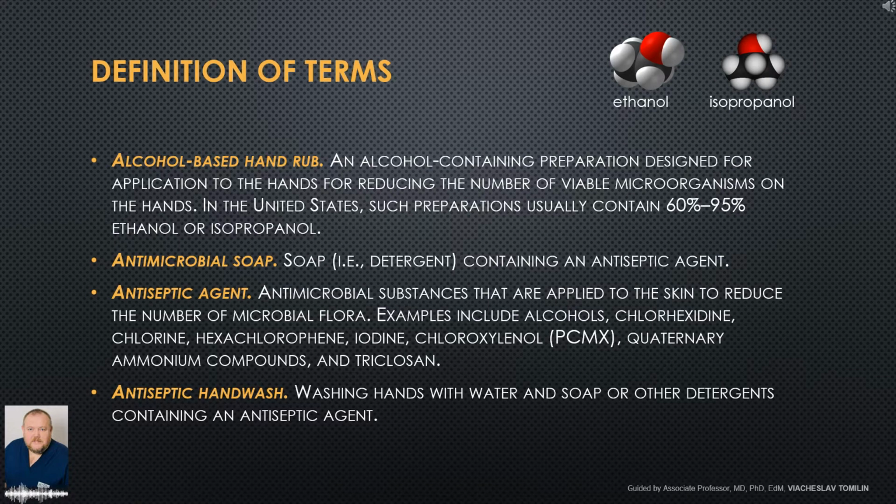Definition of terms. Alcohol-based hand rub: an alcohol-containing preparation designed for application to the hands for reducing the number of viable microorganisms on the hands. In the United States, such preparations usually contain 60% to 95% ethanol or isopropanol. Antimicrobial soap: soap, i.e., detergent, containing an antiseptic agent.